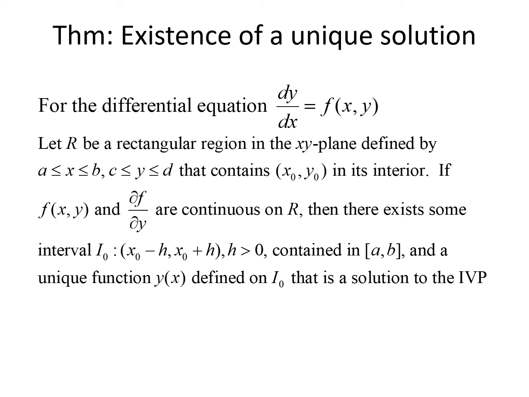All right, so basically what we're worried about here with the existence of a unique solution are these two requirements. We need f of x y, and we need the partial of f with respect to y, to be continuous. If we can find a region where both of those statements are true, then we can guarantee that a unique solution exists on that region.